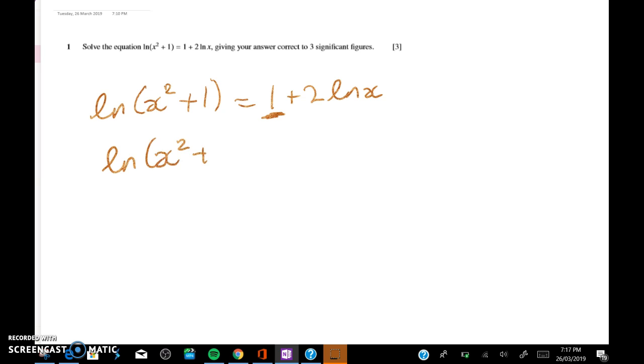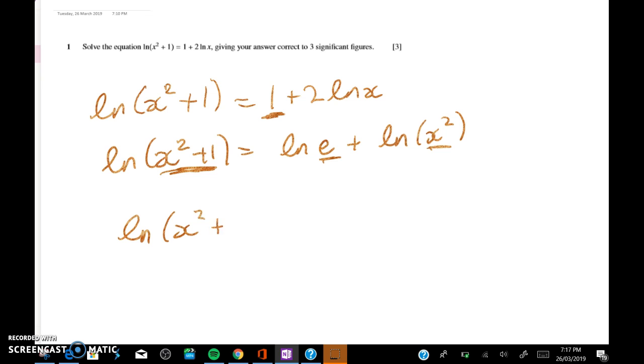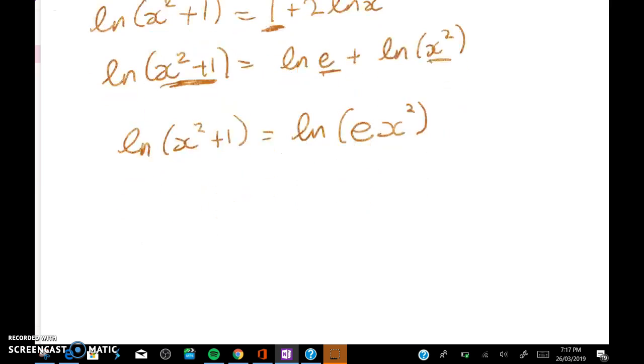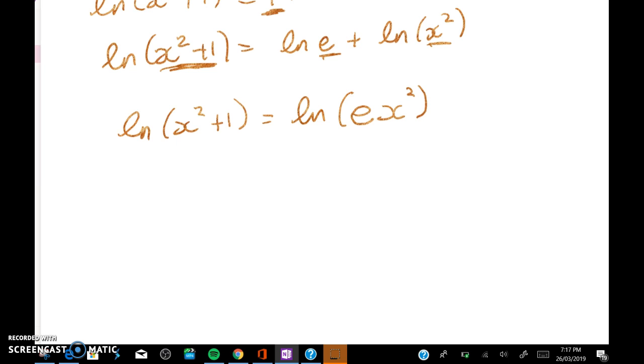Well, leave the left-hand side alone. 1 is equal to the natural log of e plus, here I'm going to make it log of x squared, and we're going to combine these. So our goal is to get the log of something is equal to the log of something else. So here we're just thinking of e as a constant, right? Not e to the power of something. Equating what's inside the logs, we get x squared plus 1 is equal to e x squared.